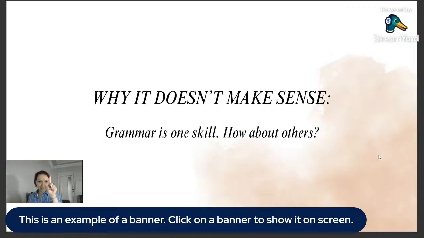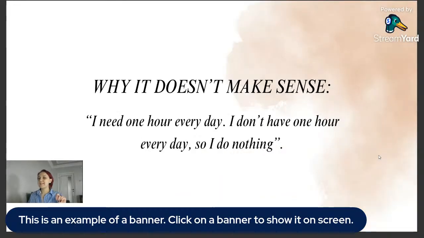Why doesn't this make sense? Number one, grammar is one skill. How about others? How about listening? How about reading? How about writing? How about everything else? Grammar helps you speak correctly, but how about speaking, for example?